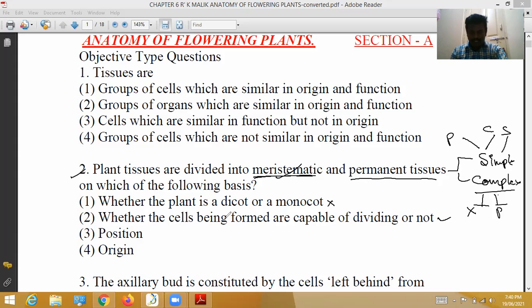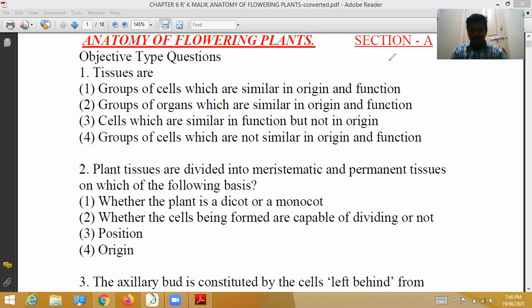Meristematic tissue consists of undifferentiated, actively dividing cells, while permanent tissue consists of differentiated cells incapable of dividing. Permanent tissues are further classified into simple and complex. Here I have already given that. So for this second question, the correct option is the second option. Position and origin are wrong options.